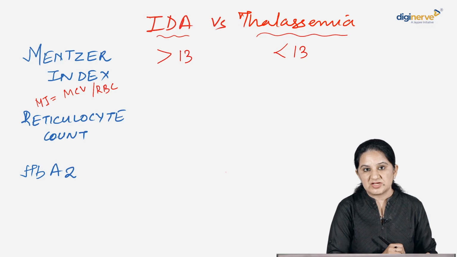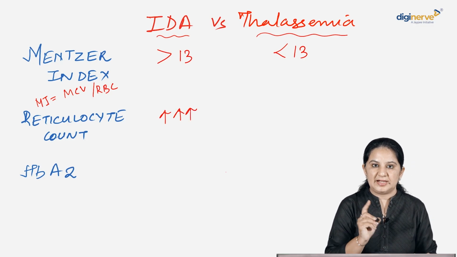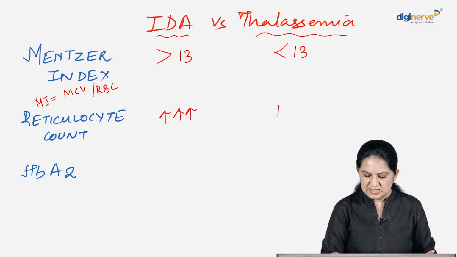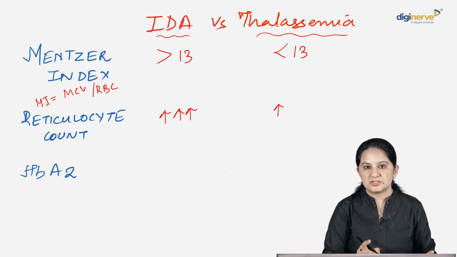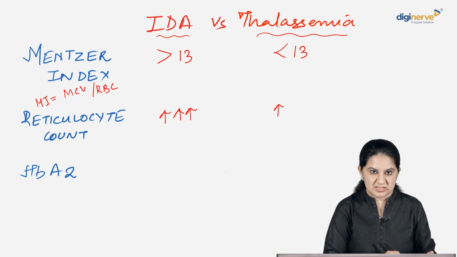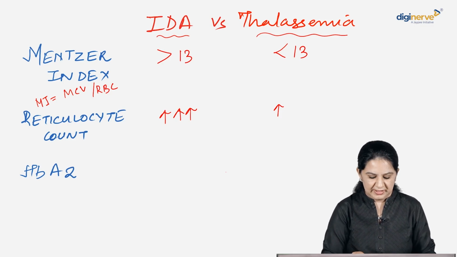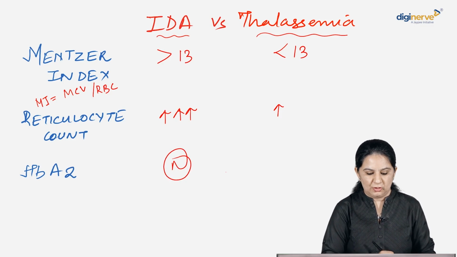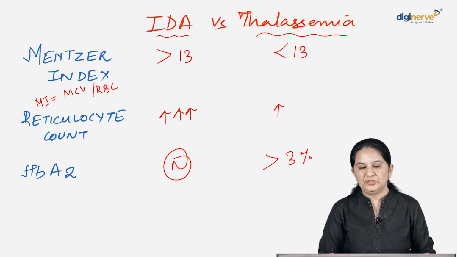What will happen to the reticulocyte count? Reticulocyte count would be markedly elevated in iron deficiency anemia, but normal or slightly elevated in thalassemia. Why? I told you earlier, it was because of ineffective erythropoiesis. Now, the characteristic differentiating factor is hemoglobin A2. Hemoglobin A2 would be normal in iron deficiency and more than 3% in thalassemia. Please remember, no other hemoglobinopathy has raised hemoglobin A2 except for beta thalassemia.